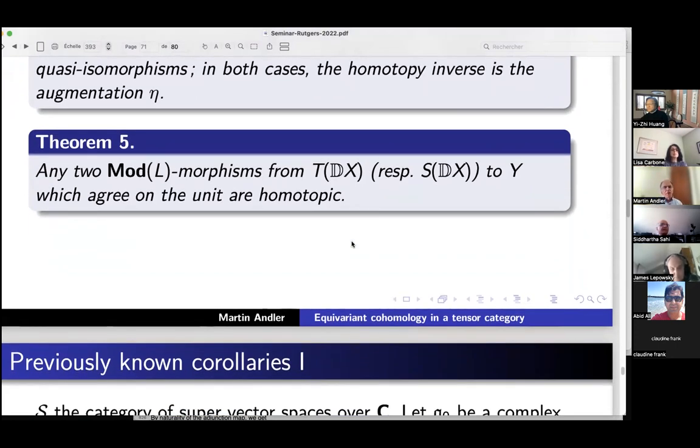Then the next theorem: any two mod L morphisms from T of DX, S of DX to Y, which agree on the unit are homotopic.